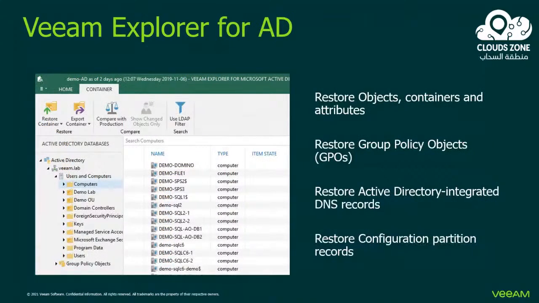And the same would apply for Active Directory as well. For Active Directory, we can restore a single object, containers, or a group policy. We can restore a specific DNS record, a configuration file, or any configurations from your Active Directory. And we actually have other explorers for SharePoint, for Microsoft SQL, and for Oracle as well.